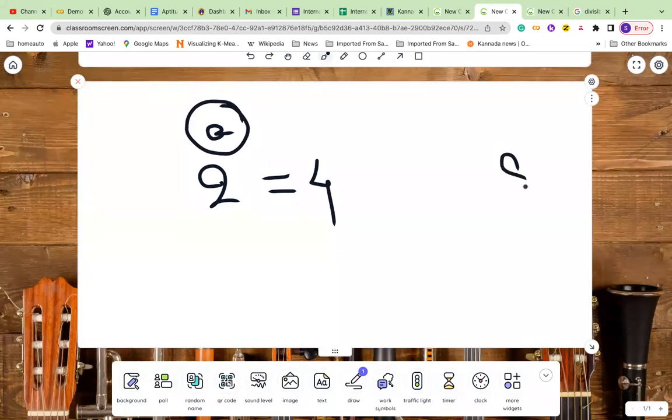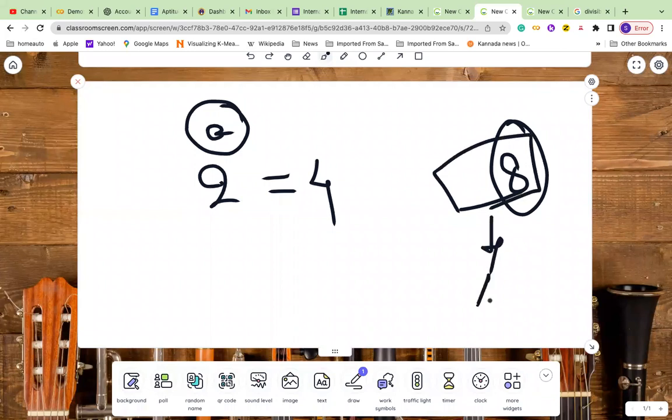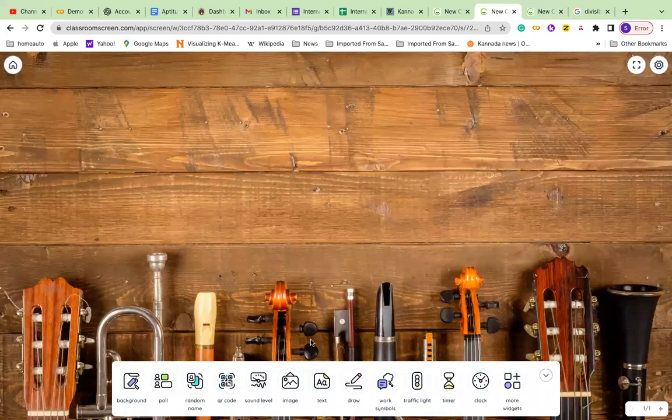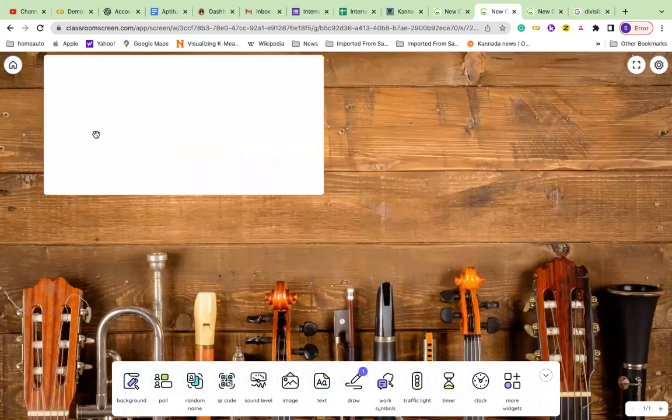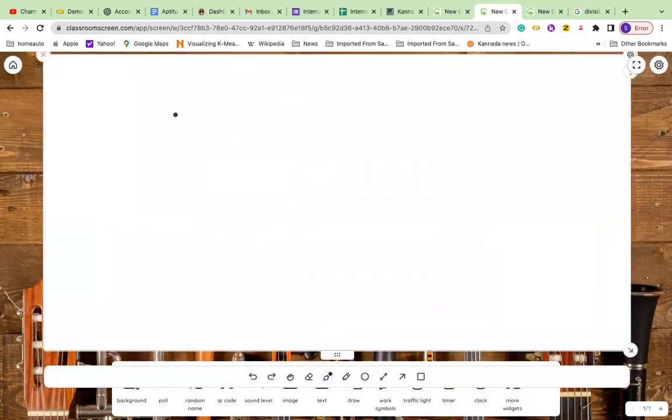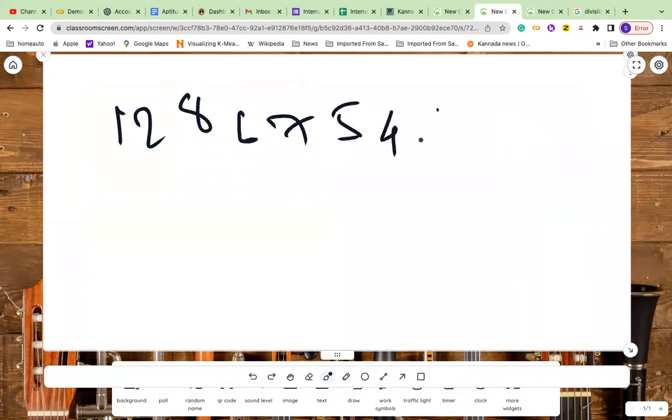So if I just consider the last digit, it doesn't work out. I need to look into another digit. So 2 digits we should look into, and if that is divisible by 4, then the number is divisible by 4. So let us try any number, something like 1, 2, 8, 6, 7, 5, 4, 6. Is it divisible by 4? This is what I need to look into.